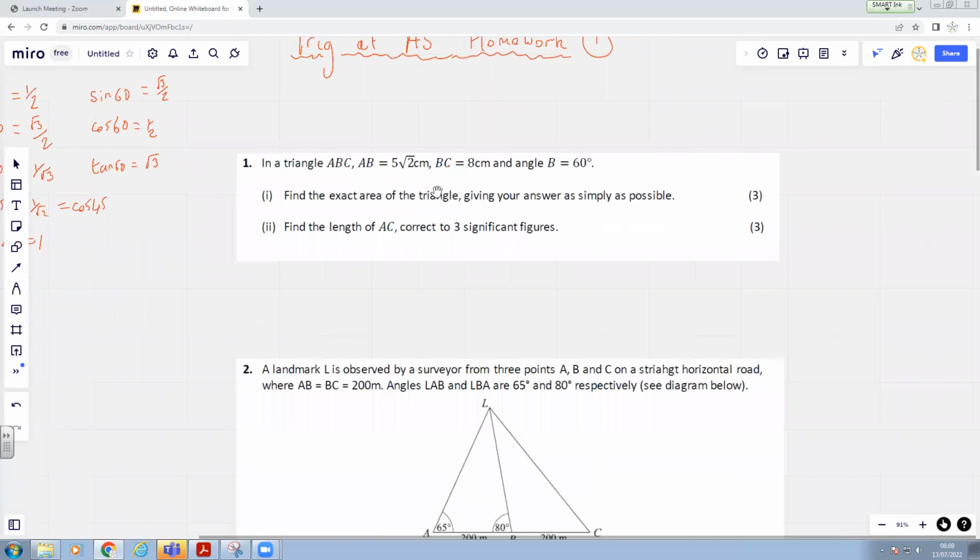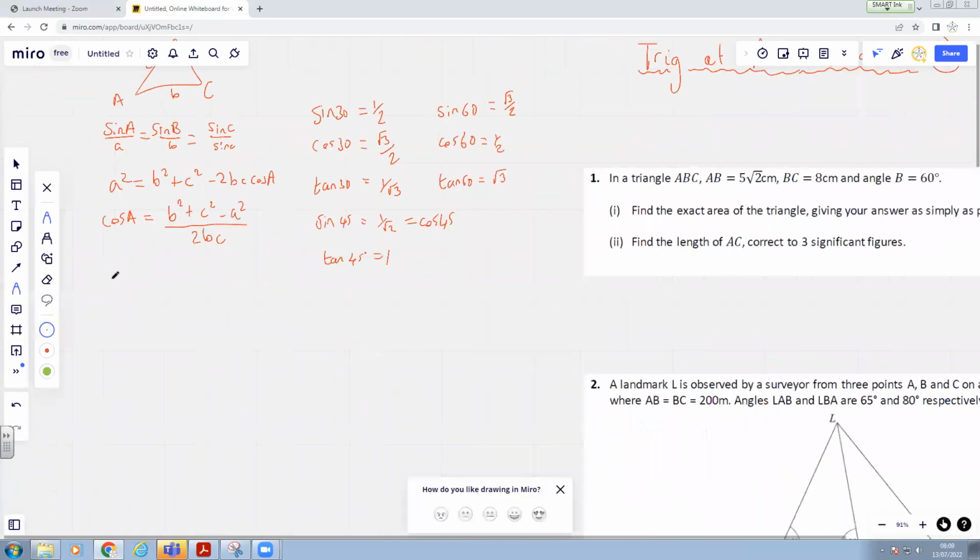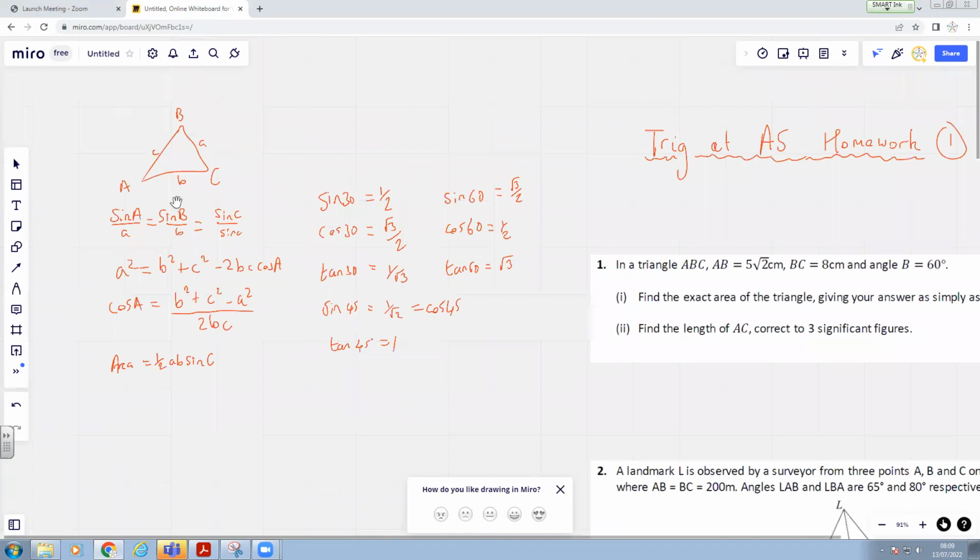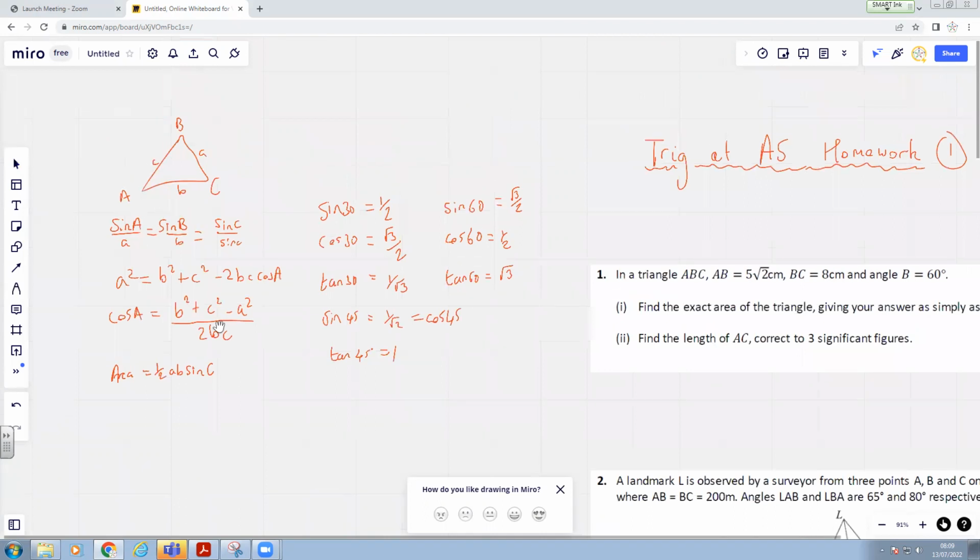Okay, in a triangle ABC, AB is 5 root 2, BC is 8, angle B is 60. Find the exact area of the triangle. I've just reminded myself of another formula we need. Area is a half ab sine C. But really what this formula is, and don't worry so much about the letters, look at what they really mean anyway. This means you need two letters and the angle in between. Look at that. BC, AB sine C. But you could use AC sine B or BC sine A. It really means you need two lengths and the sine of the angle in between.